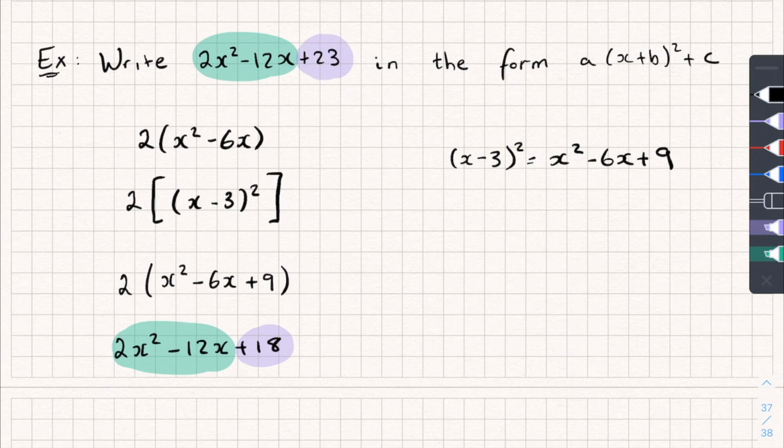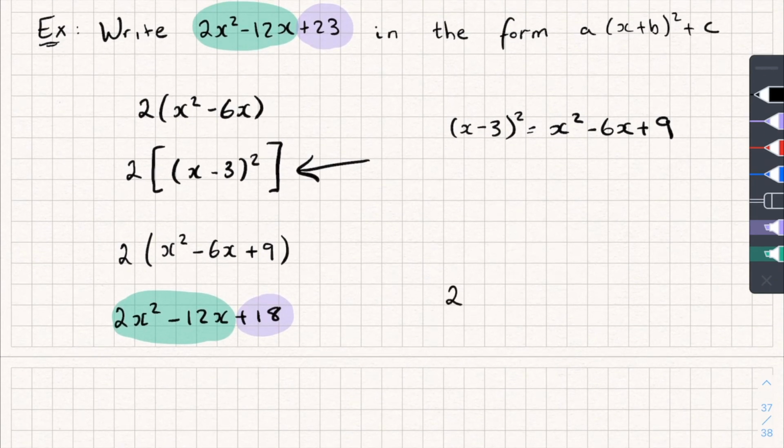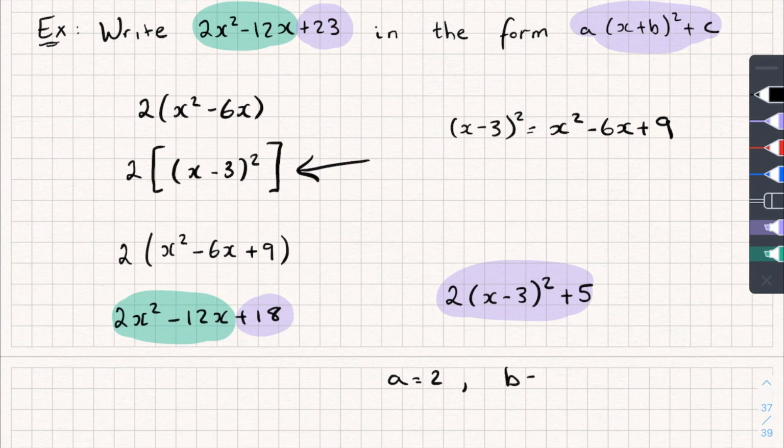So to make it plus 23, I need to add 5. And I need to add 5 to this, okay? So I'm going to have 2 times x minus 3 all squared plus 5. And if I expand all that, I'll get the original quadratic equation. And you'll also notice that this is now in my completed square form, where a is equal to 2, b is equal to negative 3, and c is equal to 5. And that's probably one of the trickiest examples that you would come up against at GCSE. So if you can do that, you're pretty much laughing.